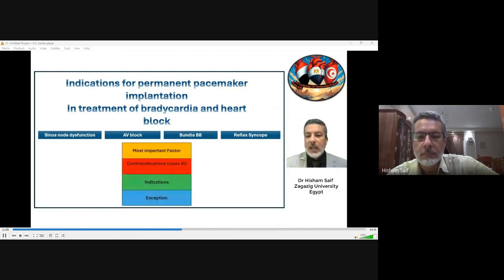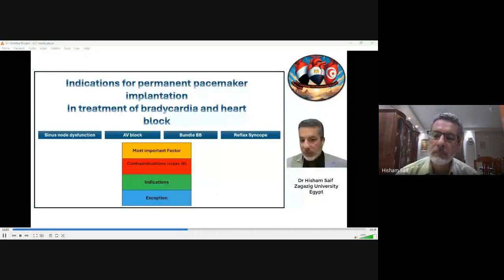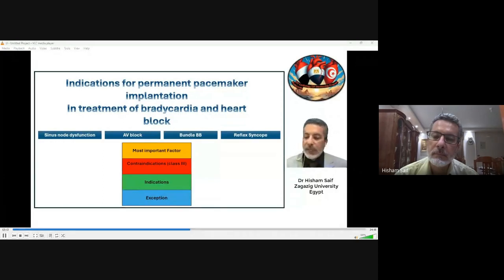To streamline our review process, we will start by assessing the most critical factor first. Then we will prioritize contraindications or class 3 recommendations. Following this, we will delve into the regular indications based on their significance. And finally, we will address any exceptions within each indication category. This structured approach will ensure comprehensive coverage and clarity in our assessment of each indication.